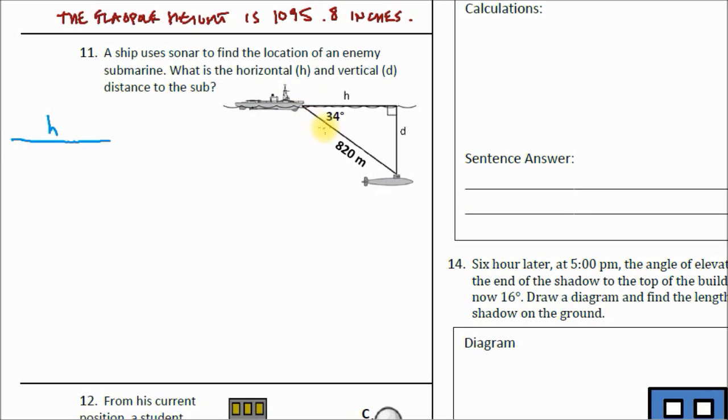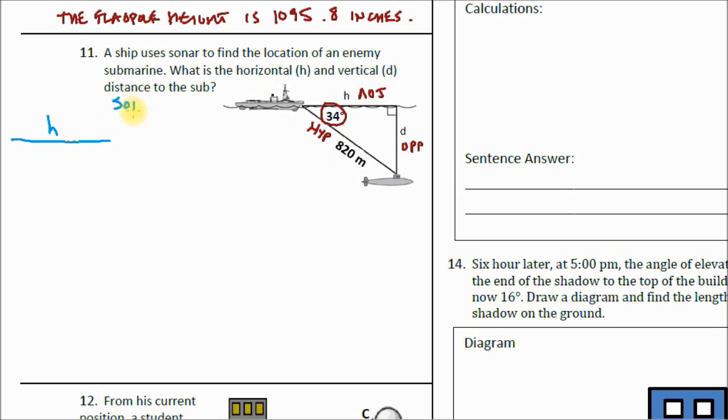So, let's label our triangle. We know this is the hypotenuse, which is our known side. If you look at angle 34 as our reference angle, that makes H adjacent, and that makes D opposite. So for our first missing side H, we're looking for adjacent, and we know hypotenuse.